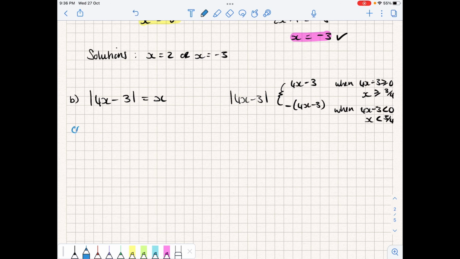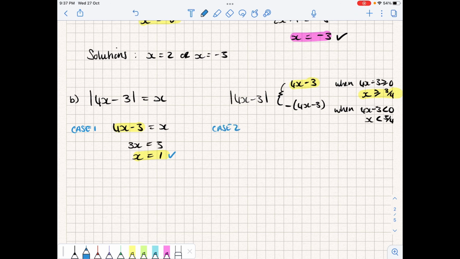So let's do case 1. Again, I'll start with the positive case. So let's say 4x minus 3 is positive. Solving for x, we'll get 3x equal to 3 and x equal to 1. So I've considered the positive case. My answer is 1, and I need to see if that falls within the domain range. So when it's the positive case, x needs to be greater than 3/4. My solution is, and so it's valid.